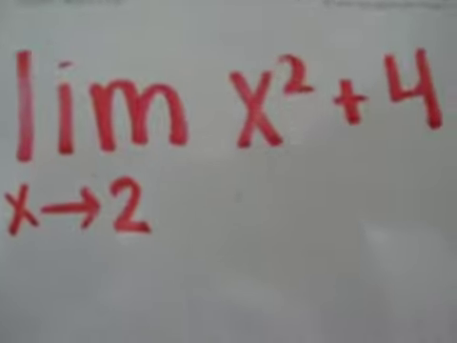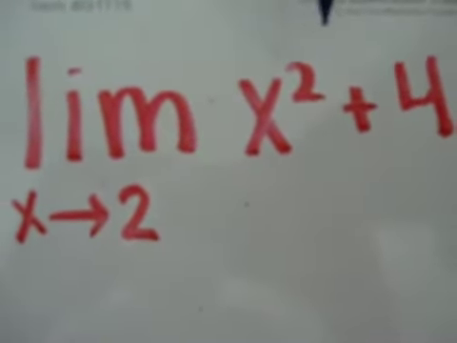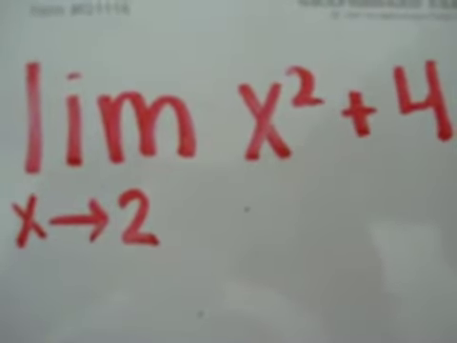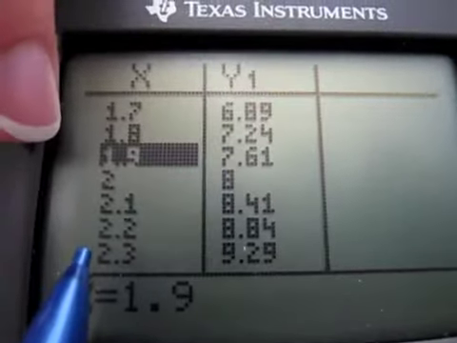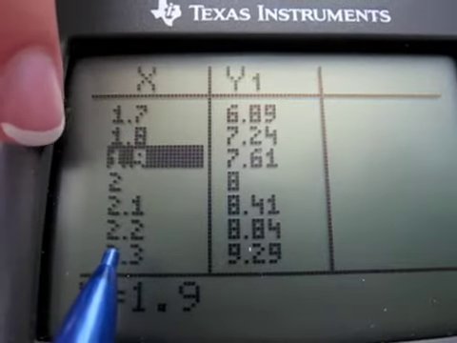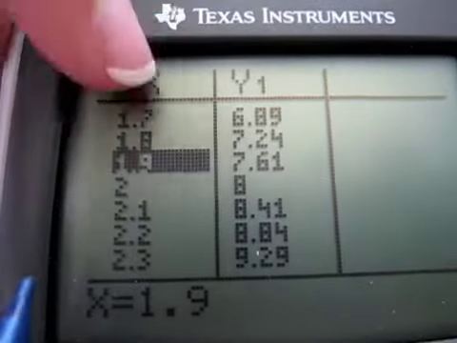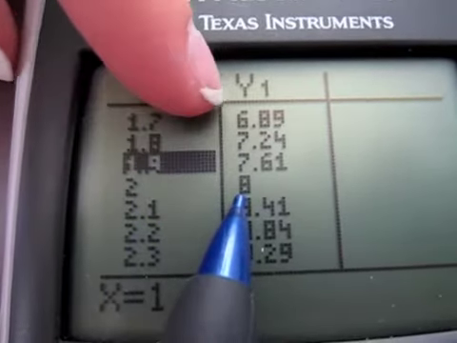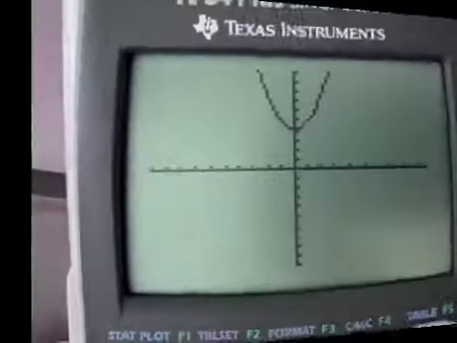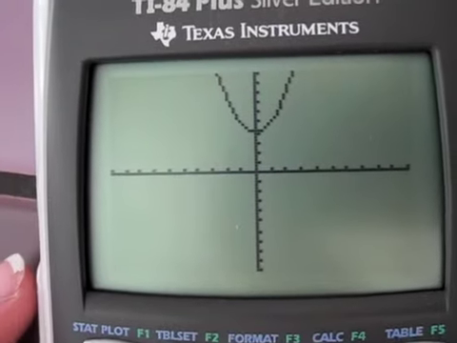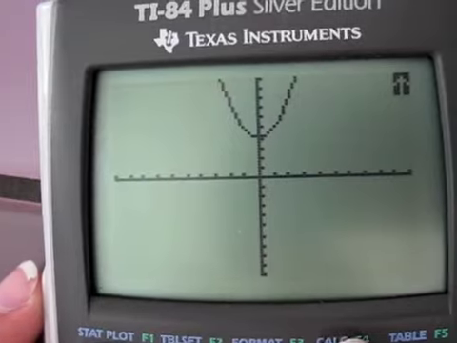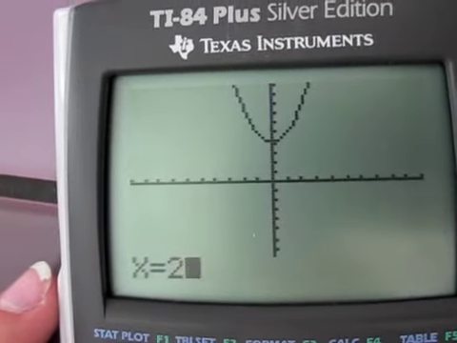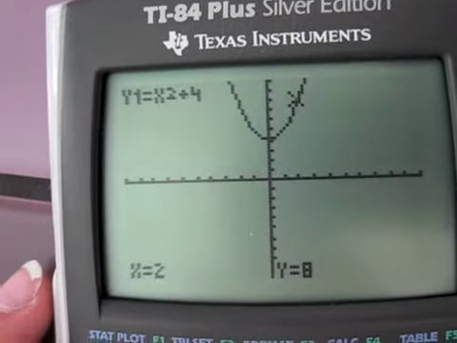So, the limit of x squared plus 4 as x approaches 2. Let's try our first step, evaluating using a table. As you can see on this table, as x approaches 2, the y value approaches 8. Or using a graph, you can find the limit as well. You can calculate when x equals 2, the limit is 8.